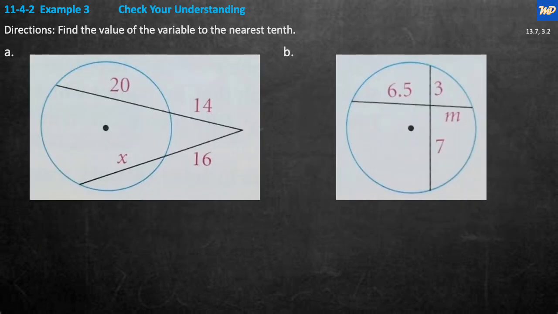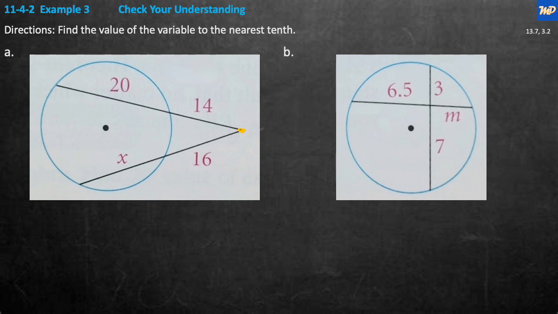Okay, check your understanding. Example 3. Find the values of the variables to the nearest tenth. Go ahead, stop the video and try these. Remember, in one of these the dot is outside, and in the other the dot is inside, so you handle them differently. Go ahead and give them a try. Okay, I'm going to assume you've done that and come back. So let's work them together.